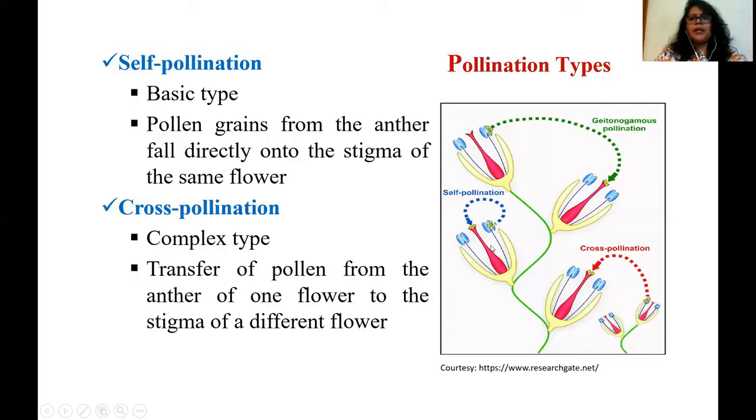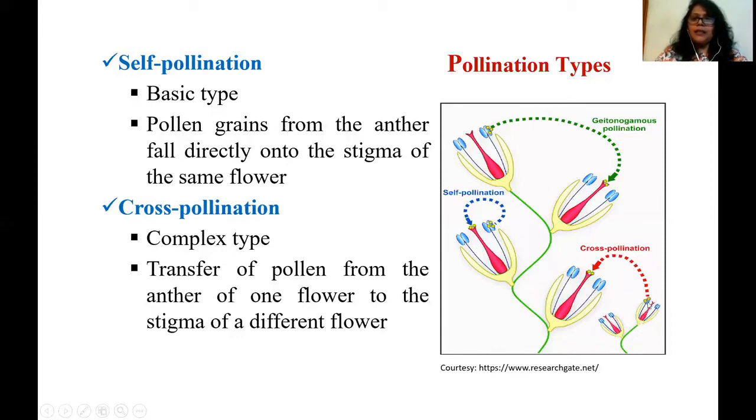Self-pollination, if you look here, this is the anther and the pollen grains. The pollen grains from the anther fall directly onto the stigma of the same flower. So this arrow mark indicates the falling of the pollen from the anther onto the stigma of the same flower. So this is called self-pollination. Whereas if you see cross-pollination, look at this picture. This is cross-pollination. This is one plant and this is another plant, but they are of the same species, genetically similar plants.